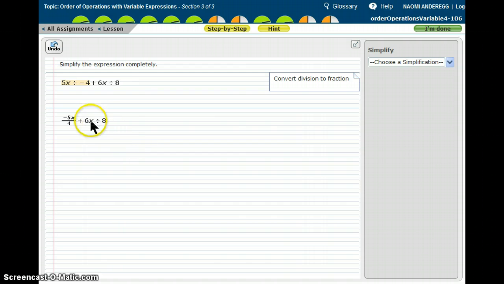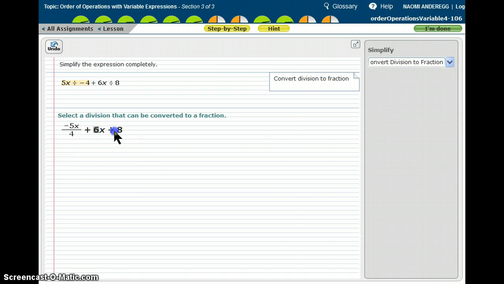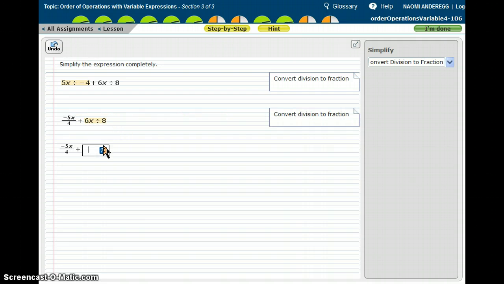The next step is going to be, of course, converting the second division in my expression into a fraction. So convert division to fraction. And again, I have to highlight the part I'm going to convert. I can rewrite this 6x slash on my keyboard 8. And I'll have it as a fraction.